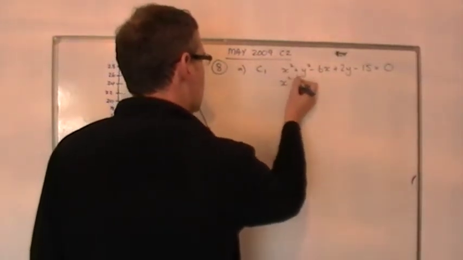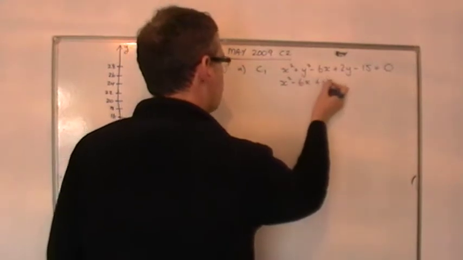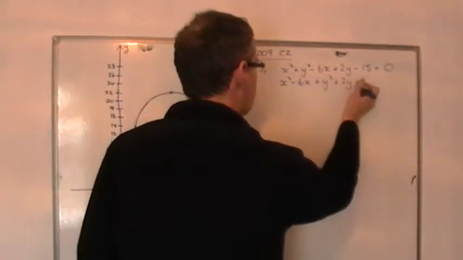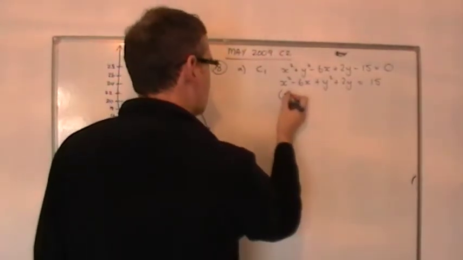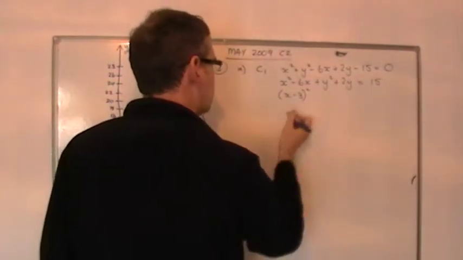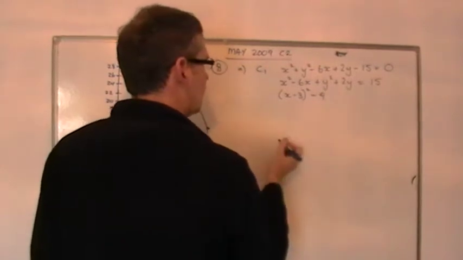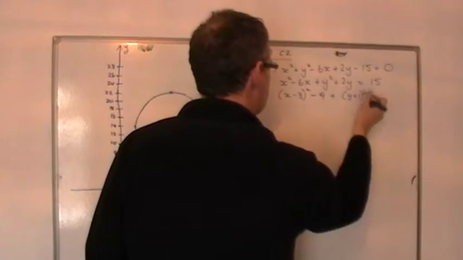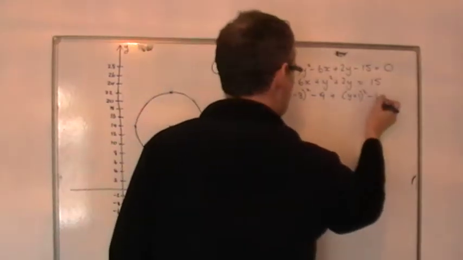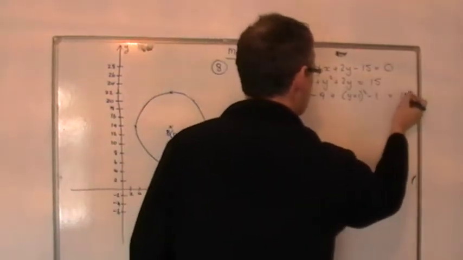So, x squared, put the x's next, then the y squared, then the y, take the 15 to the other side. Complete the square. It'll be x minus 3 squared, compensate, take away 9. Plus y plus 1 in a bracket squared, compensate, take away 1. Equals 15.